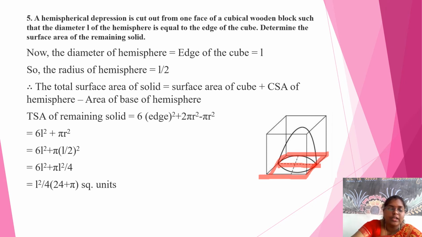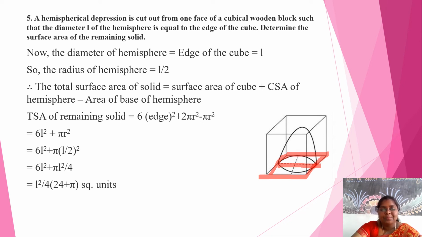Now we are going to determine the surface area of the remaining solid. So first, what are all the things they have given? The diameter of the hemisphere is equal to the edge of the cube, which is L. They have given that. So now, diameter is L means what is the radius? L by 2 is your radius. Next, total surface area of the solid. We need the total surface area.